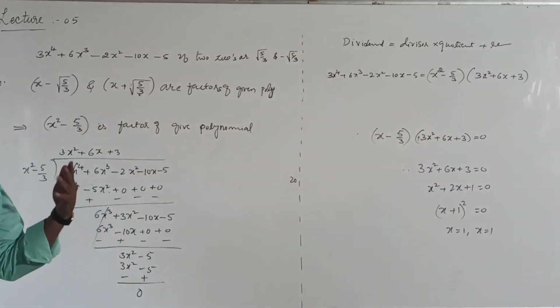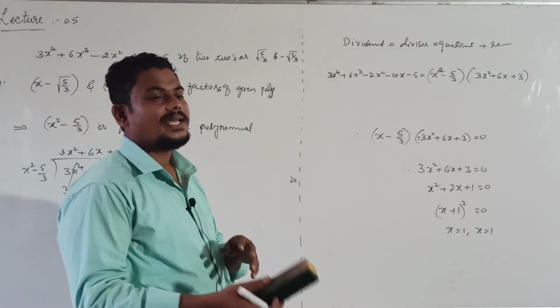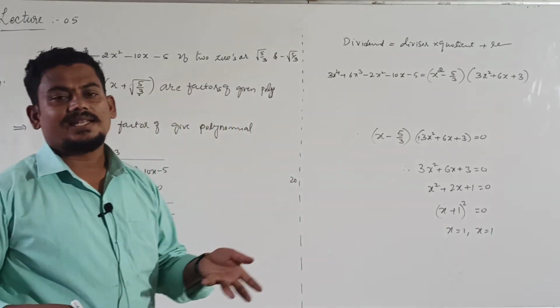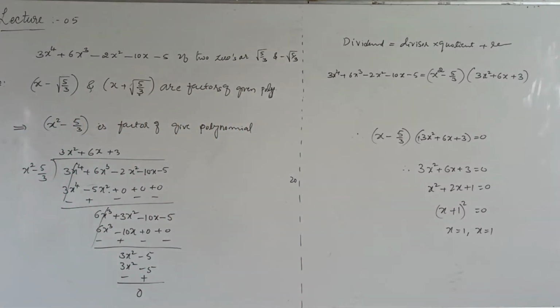This is the procedure for solving polynomials of degree more than 2, when the degree is 3, 4, 5 and so on.